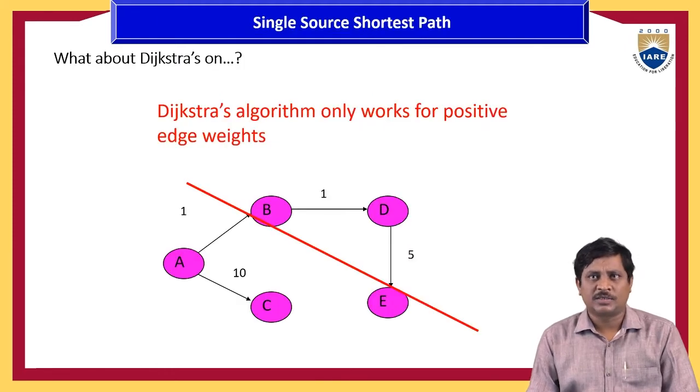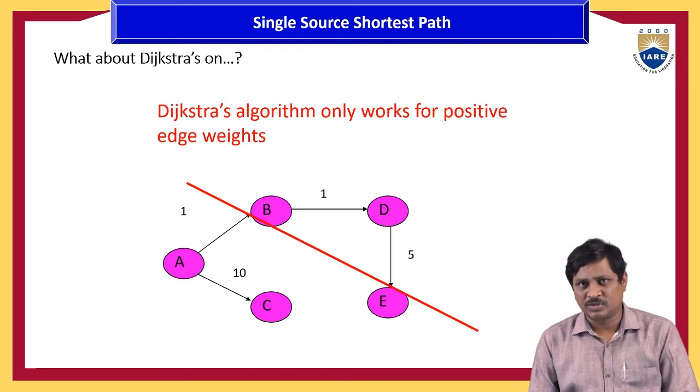So now, first, what about Dijkstra's algorithm on this single source shortest path? Dijkstra's algorithm is also used to find the single source shortest path from one source to all other vertices. But Dijkstra's algorithm works only for positive edge values. It doesn't work for negative edge values. So Dijkstra's algorithm is suitable only for positive edge values, and it is not suitable for negative edge values.